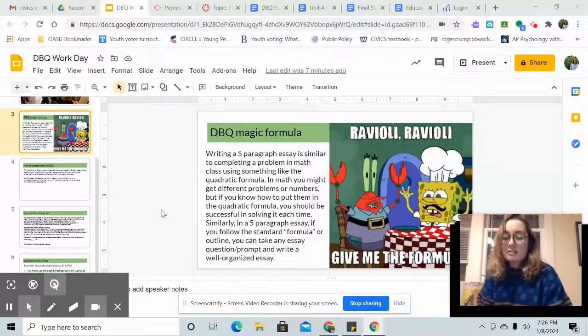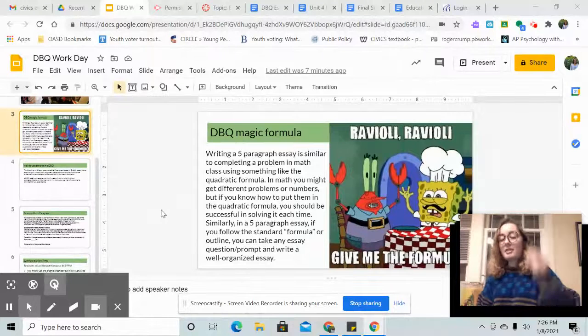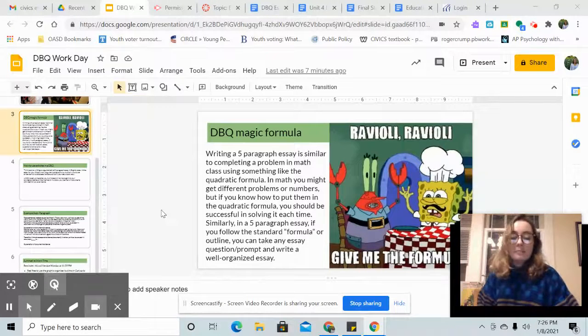Same thing here in our standard 5-paragraph essay, whether it's English or history. If you follow the standard formula or outline for a 5-paragraph essay, you can take any essay prompt or question. It could be something about science, it could be something about history, whatever. You can take that essay question and write a well-organized essay, as long as you're following the standard formula.